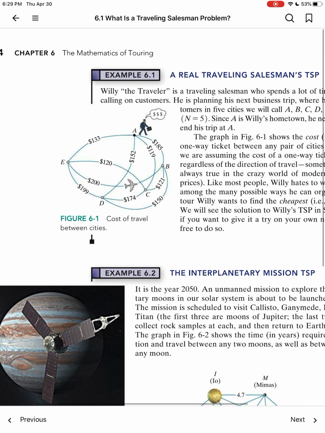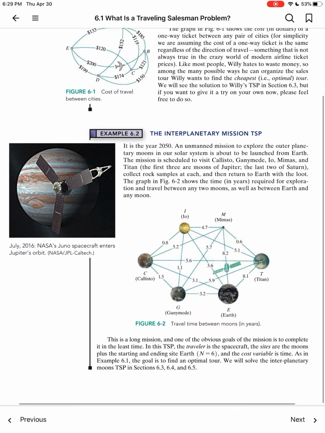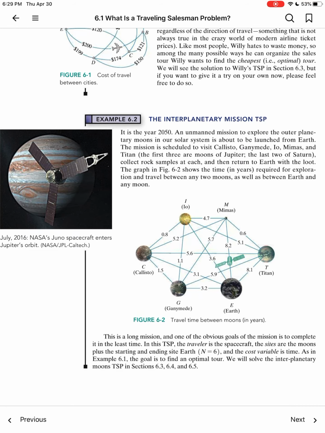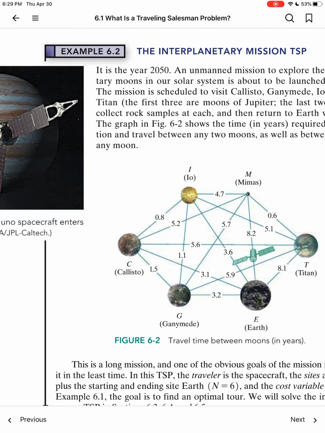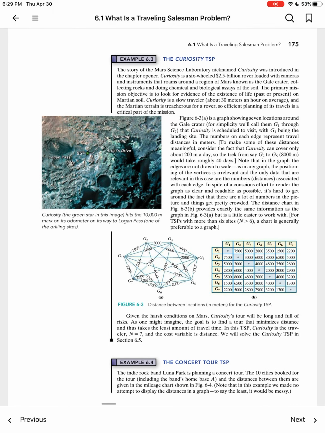Okay, but I also wanted to show you some other kind of fun examples. So this one, I guess, is a fictional example, so maybe a little less cool. But you could talk about the weights on edges not being amounts of plane tickets, but maybe the weights correspond to travel time between the moons. So if maybe it takes 8.1 years to get from Earth to Titan, you could use those for weights.